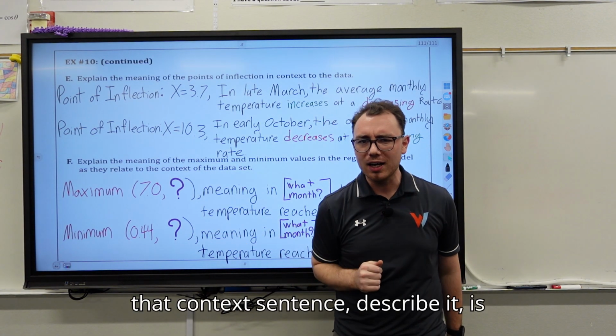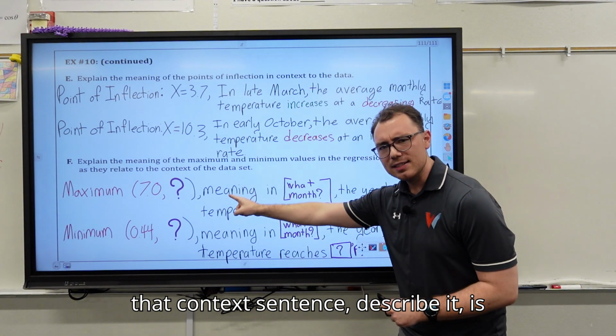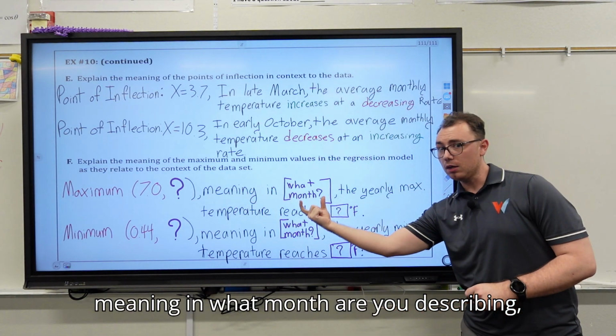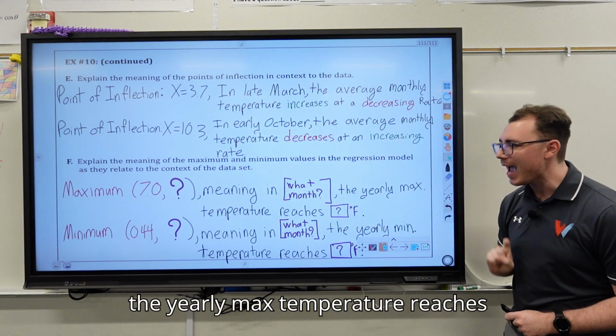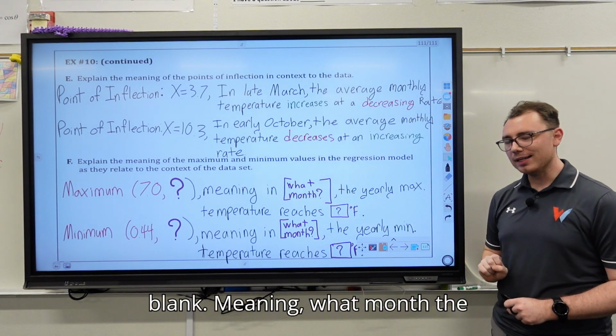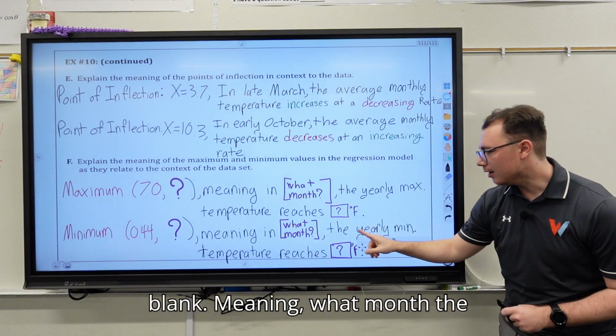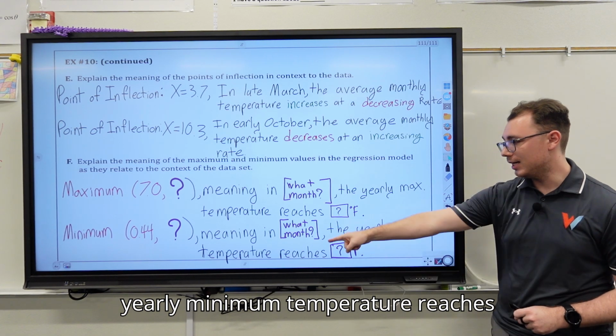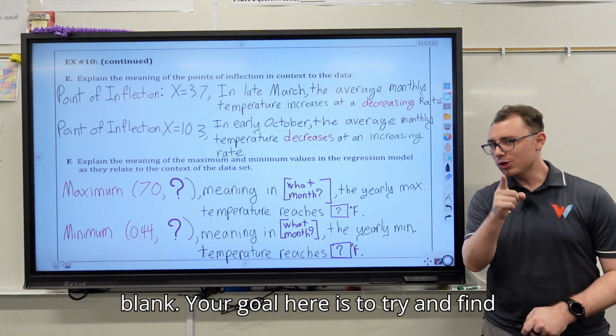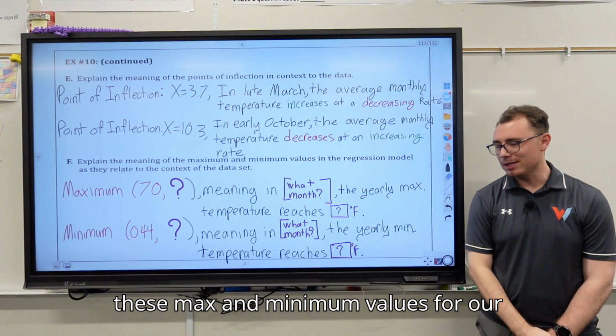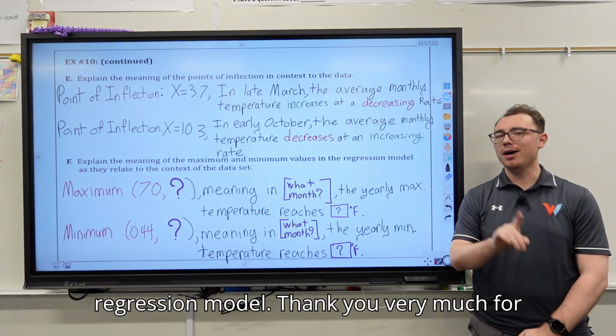To find that context sentence to describe its meaning: in what month does the yearly max temperature reach blank, and what month does the yearly minimum temperature reach blank. Your goal here is to try and find these max and minimum values for our regression model.